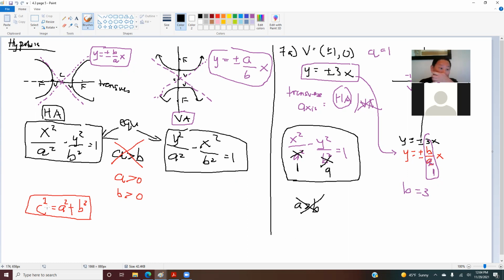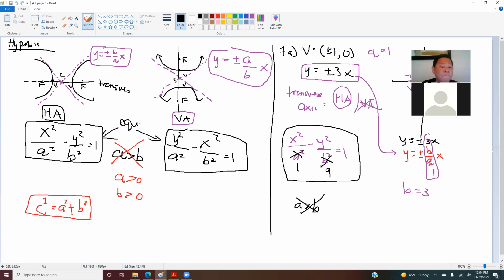To find c, the distance to the foci, we use the Pythagorean theorem: c squared equals a squared plus b squared. However, if your transverse axis is vertical, meaning your center, vertices, and foci all line up on the vertical axis, then the equation is y squared over a squared minus x squared over b squared equals 1, and the asymptotes are y equals plus or minus a over b x.